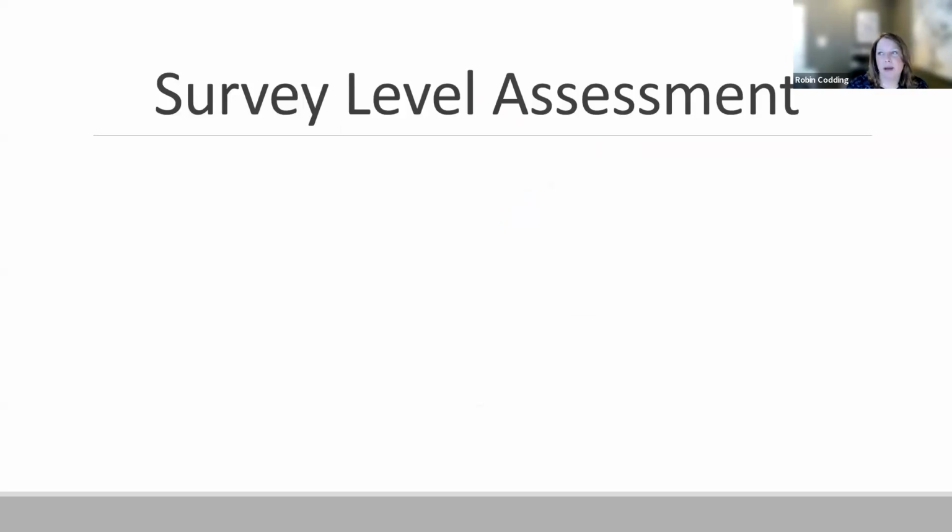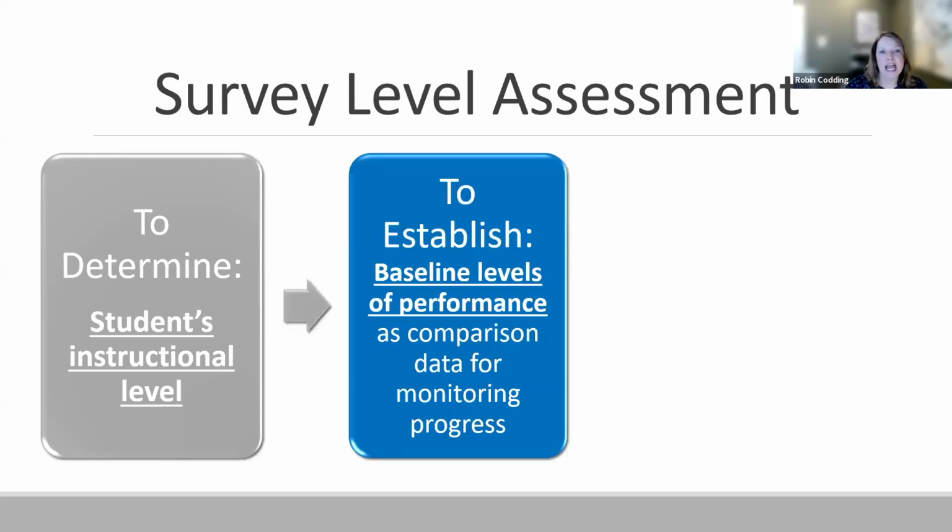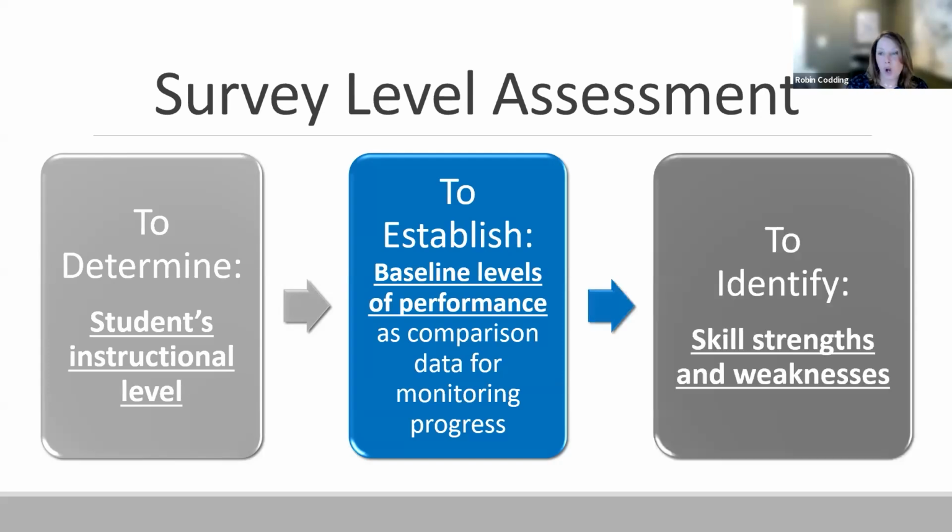So the first way I want to talk about utilizing some of these tools is through a survey level assessment. So once we've identified the tools, we can use a procedure called survey level assessment to determine students' instructional level. And this becomes important because we want to know what skills students have mastered and what they're frustrational at and what they're still working on. And so we can use that survey level assessment to do that, as well as to establish baseline levels of performance as comparison for future progress monitoring. We also can use survey level assessment, as I mentioned earlier, to identify the full scope of skill strengths and weaknesses that a student may have.